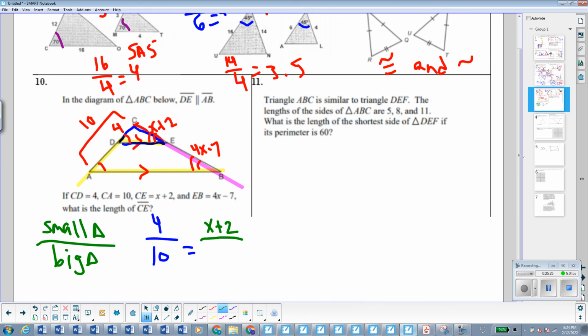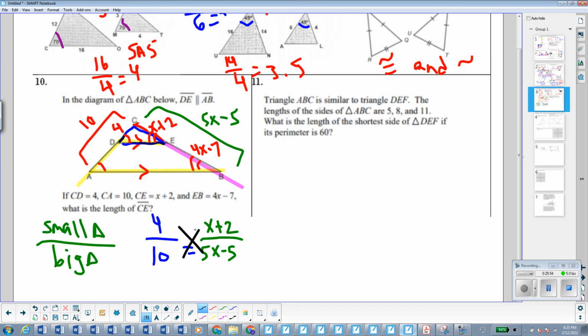And the corresponding side to CE from the big triangle is CB. I know 2 parts of CB. I know CE is x plus 2, and EB is 4x minus 7. And you need to add them together to get the whole side of big triangle CB. So x plus 4x is 5x. 2 plus negative 7 is negative 5. So I'm going to put that here, 5x minus 5.